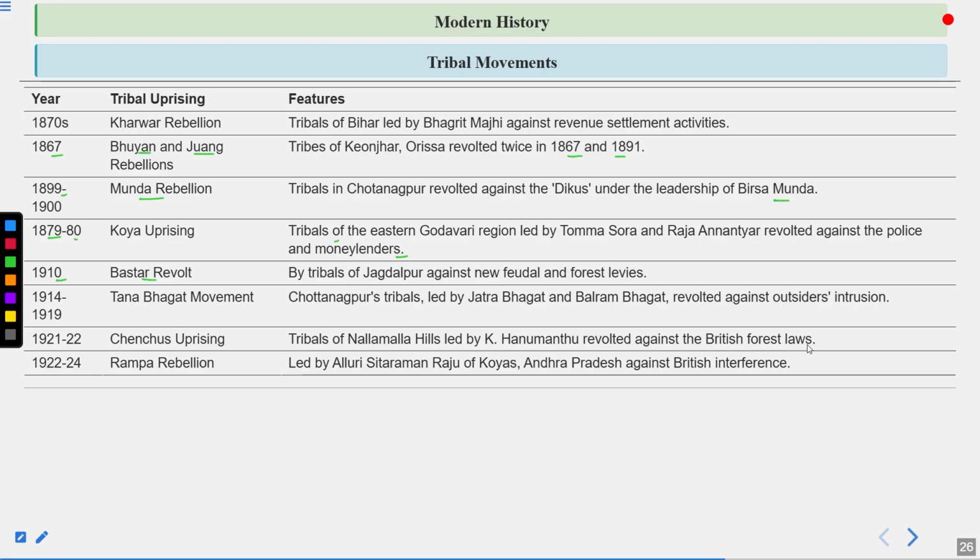Hanumantu revolted against the British forest laws. 1922 to 1944, Rampa rebellion led by Alluri Sitarama Raju of the Koyas, Andhra Pradesh, against British interference. So you can see that these are the basic rebellions of tribal areas.